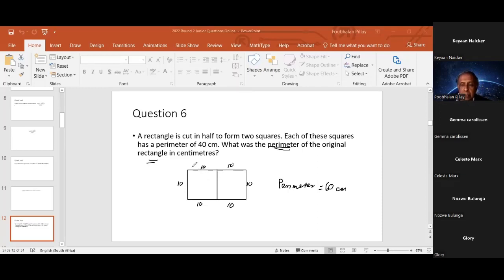So that's straightforward. The important thing is understanding that the rectangle is cut in half. So you have to draw the rectangle nicely so that you can get two squares out of it. Once you do that, then the rest of it is easy.